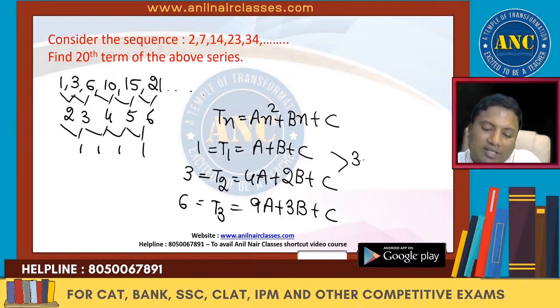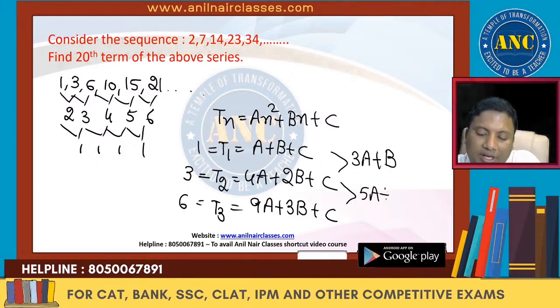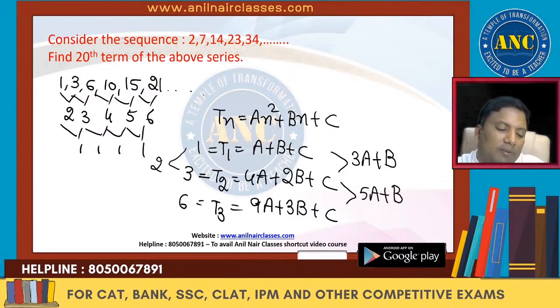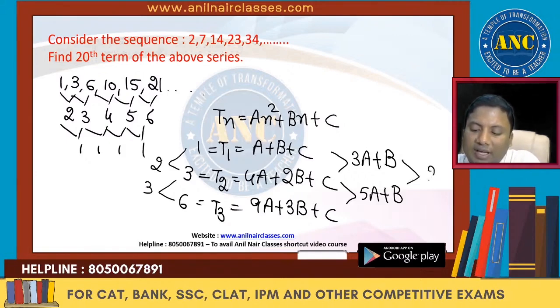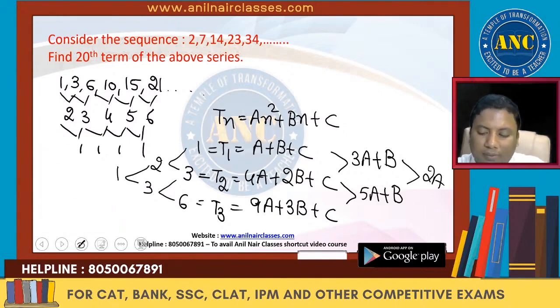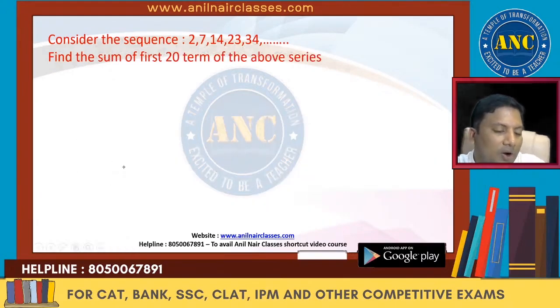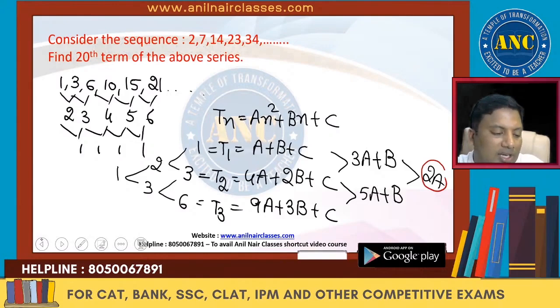So here, if I subtract, 4a minus a is 3a, 2b minus b is b, 9a minus 4a is 5a, 3b minus 2b is b, and 3 minus 1 is 2, 6 minus 3 is 3. Then 5a minus 3a is 2a, and 3 minus 2 is 1. That means, if I equate these, I will tell you how you can write it orally in a single step.